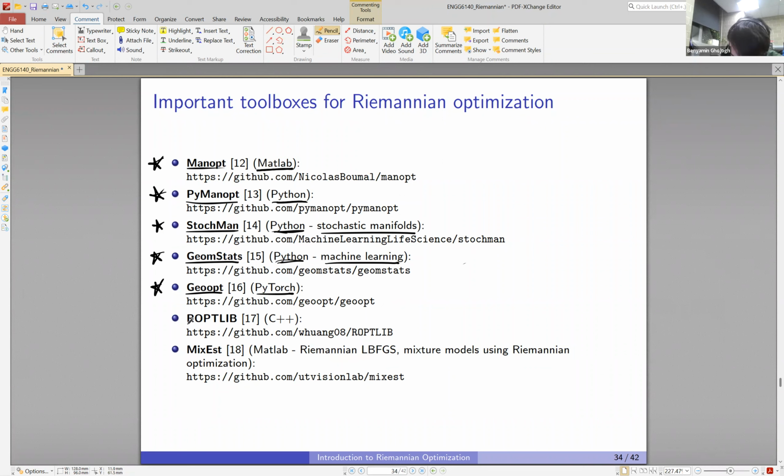The other one is Raptlib. It is in C++. This is the ManOpt version in C++. So PyManOpt is ManOpt version in Python. Raptlib is the ManOpt version in C++. The other one is Mixtest. It's in MATLAB. It has implemented Riemannian LBFGS and also mixture models using Riemannian optimization. Okay.